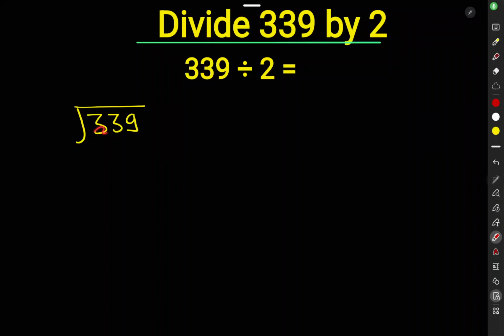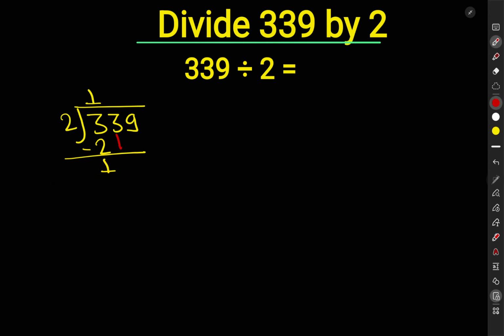Here we divide 339 by 2 in long division method. So 2 times 1 means 2. On subtracting we get 1. So now this 1 is less than 2.